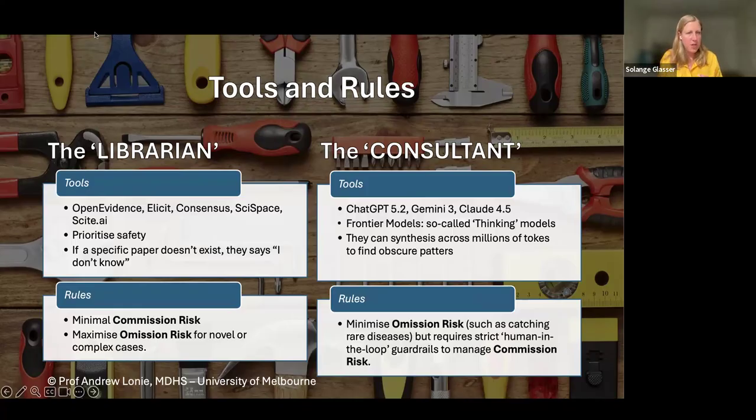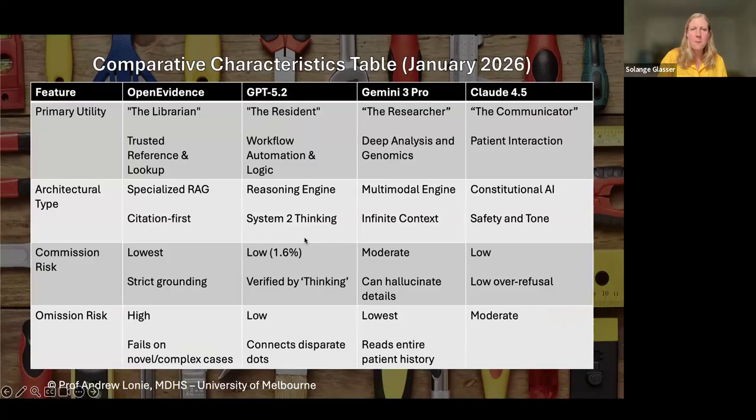So they will, for example, in the medical fields, be able to catch rare diseases that come up. Or when you give them hundreds and hundreds of different case studies, they're going to be able to find patterns between them. But they require this really strict, what you might have heard termed human in the loop, because they will have commission risk. There will be hallucinations, there will be made up stuff. There's going to be references that don't exist just because of the way that they work.